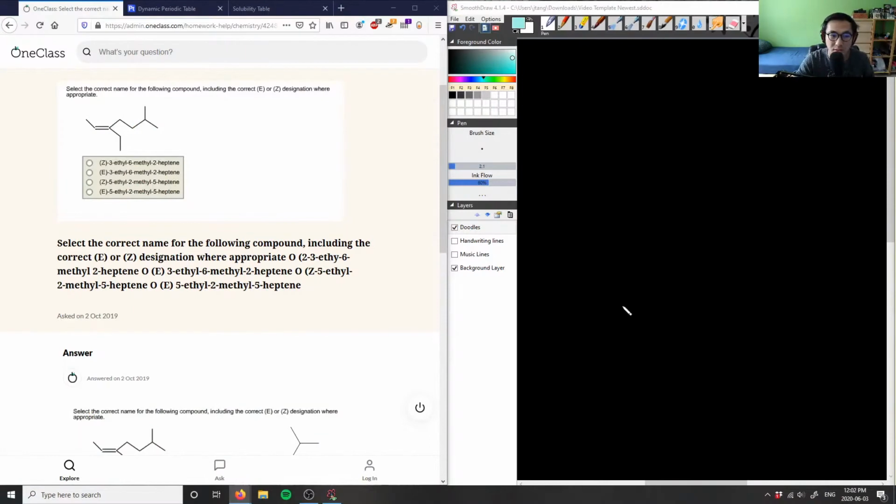So what we have here is our first question, which is: select the correct name for the following compound, including the E or Z designation where appropriate. So let me just redraw this compound for us here. This is question one. We have something that looks like this. So we want to know the correct name of this compound.